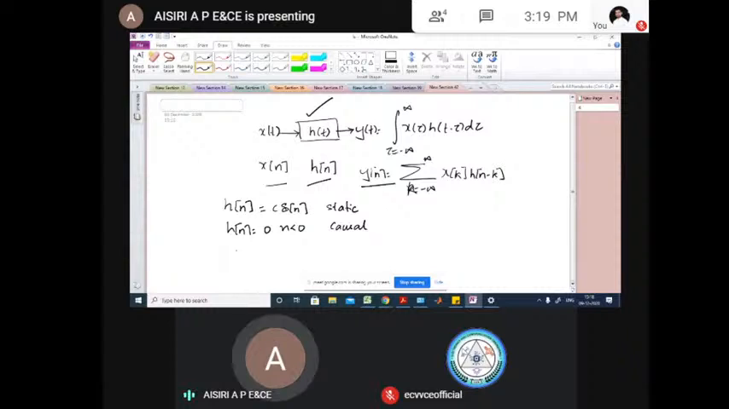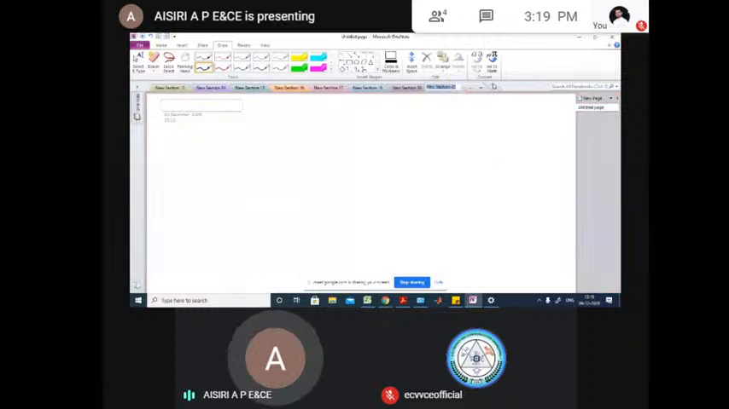So through convolution we were trying to represent the input and the output of the LTI system through the impulse response. Now we will try to obtain the frequency domain analysis of the LTI system using the concept of the Fourier transform. But before that, let me tell you something.